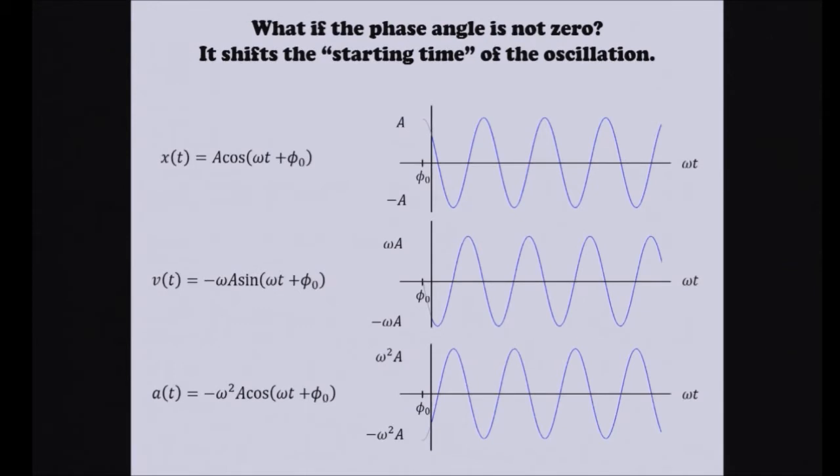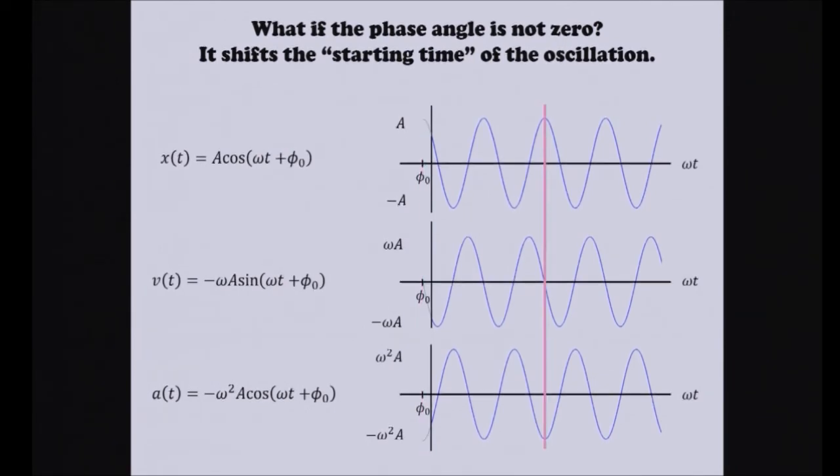Now, let's imagine that little thing phi naught. Let's imagine that it's not 0. So what does it do? Well, look at the plot here. All that it really does is it looks like it shifted your axes over a little bit. It makes it look like you got a little bit of a head start over a cosine that maybe had a phi naught equal to 0.